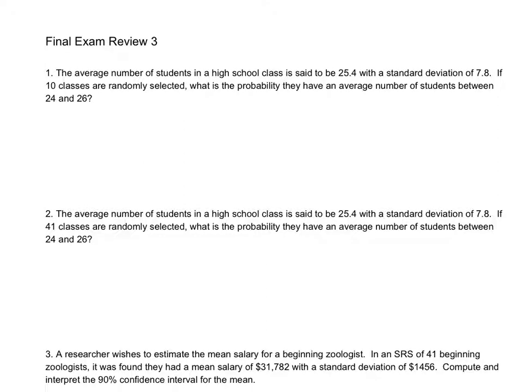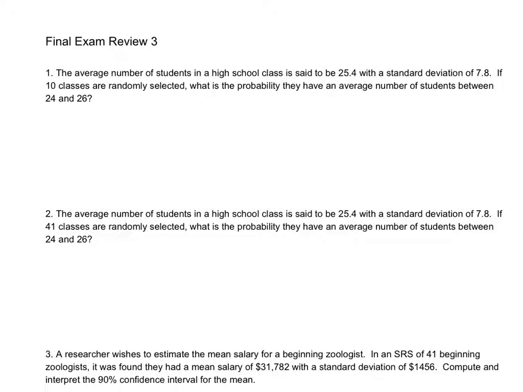In Final Exam Review 3, we're going to take a look at the most recent things we covered in chapters 8 and 9. In problem 1, we have that the average number of students in a high school class is said to be 25.4 with a standard deviation of 7.8. If 10 classes are randomly selected, what is the probability that they will have an average number of students between 24 and 26?